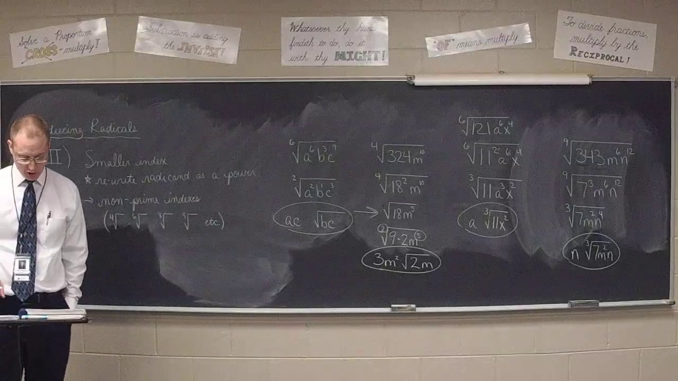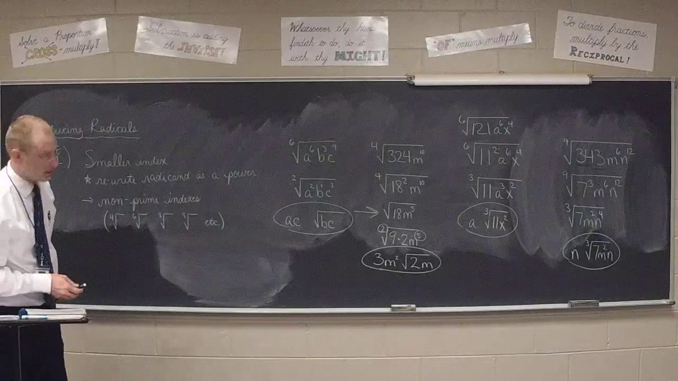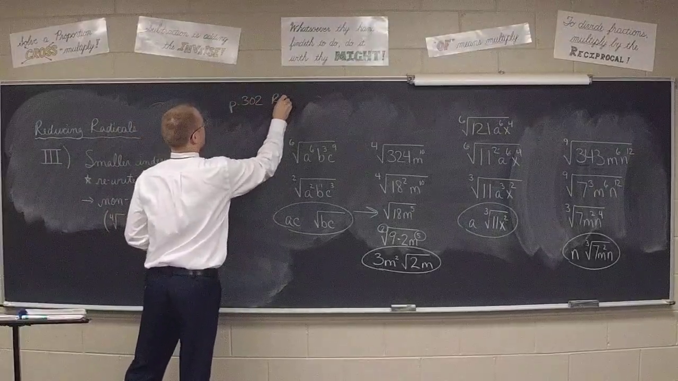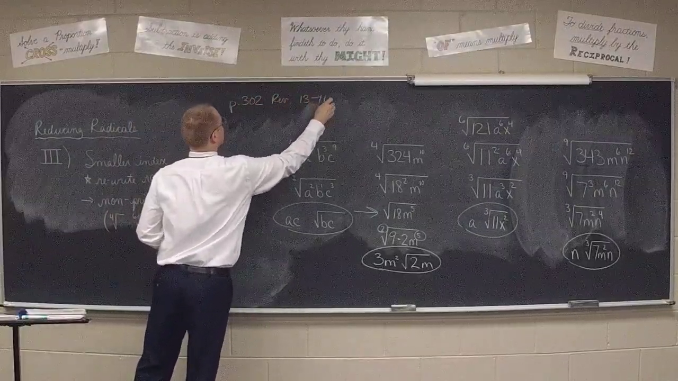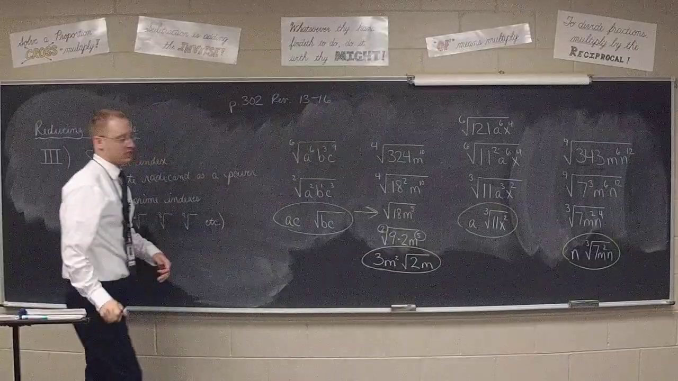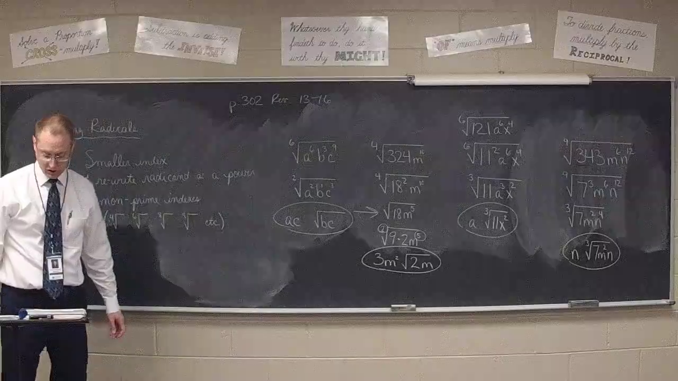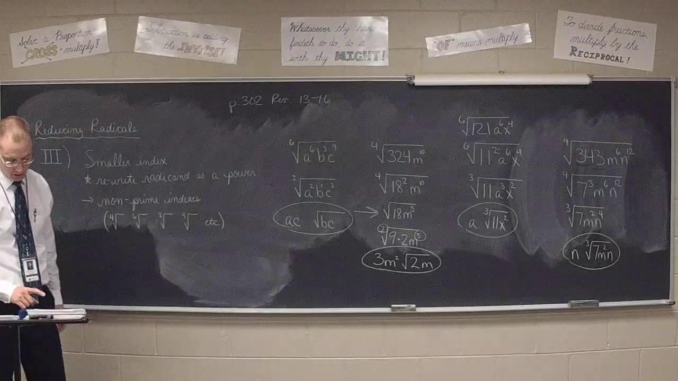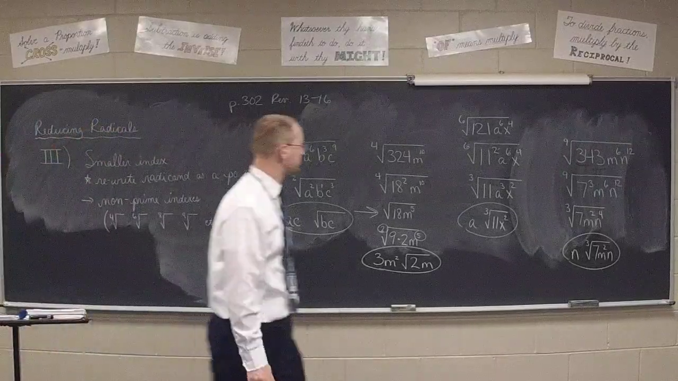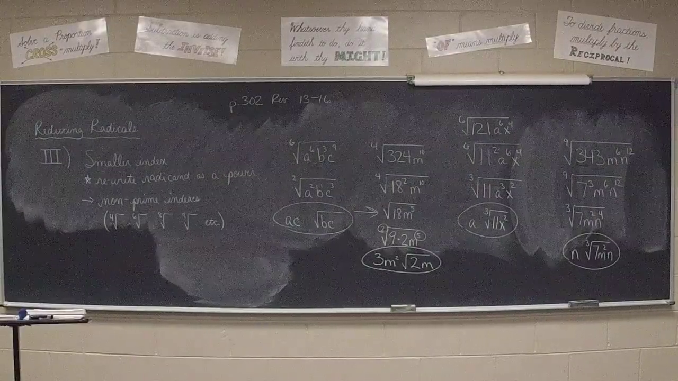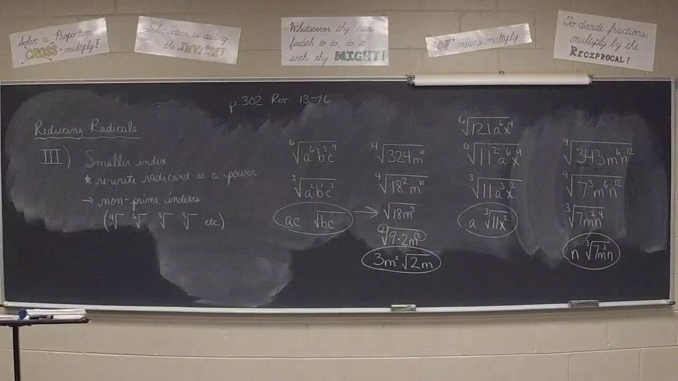Page 302. I want you to do the review numbers 13 to 16. Page 302, the review numbers 13 through 16, making the indices smaller. And again, you can do this with any index that is not prime.